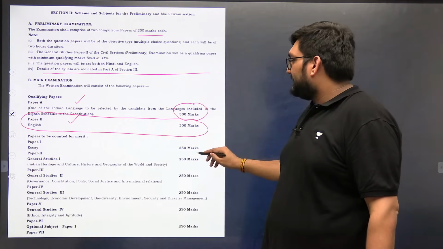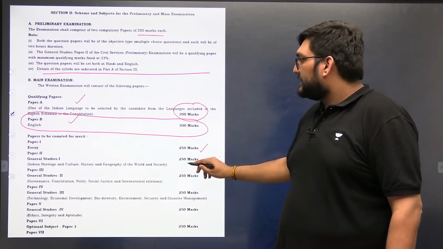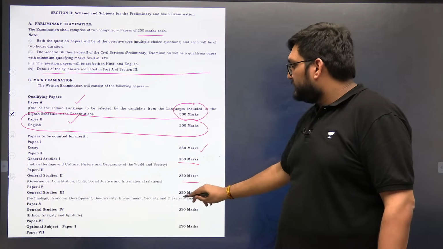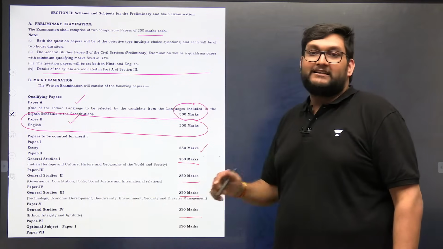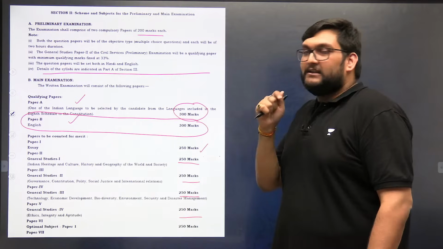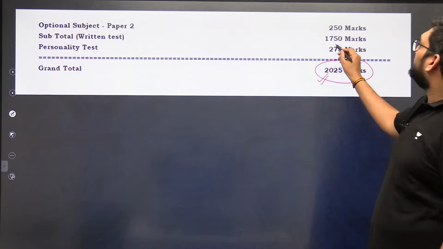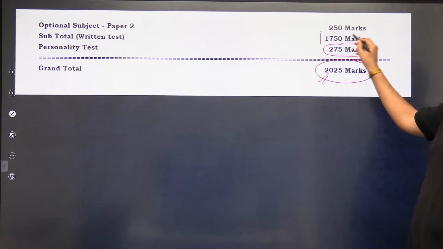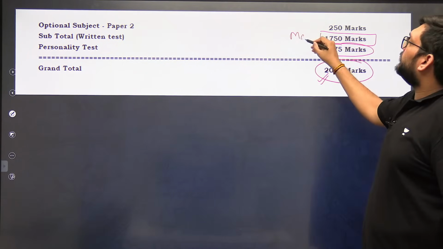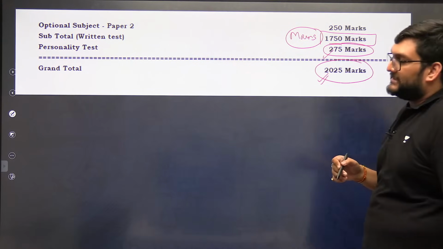You will have an essay paper of 250 marks, then 250 marks each for four papers: GS paper 1, GS paper 2, GS paper 3, GS paper 4, and then 2 optional papers of 250 marks each, 500 marks. And the optional is so important that it can make or break you, and you have 275 marks. So basically the mains examination total number of marks is 1750, plus 275 for the personality test.